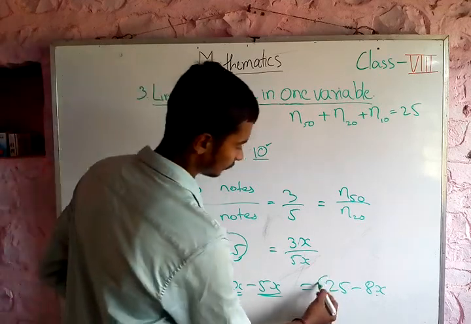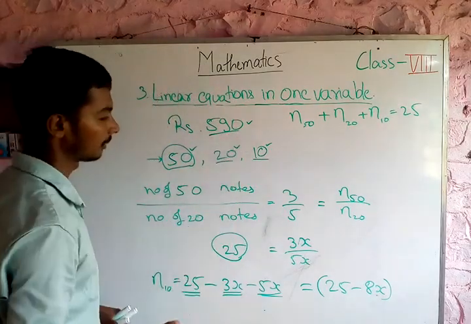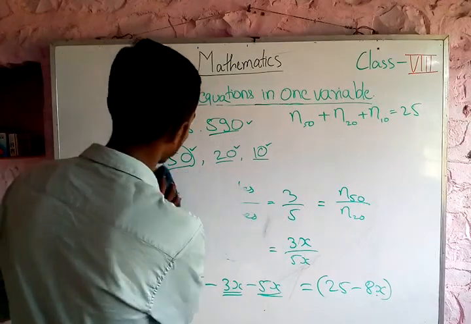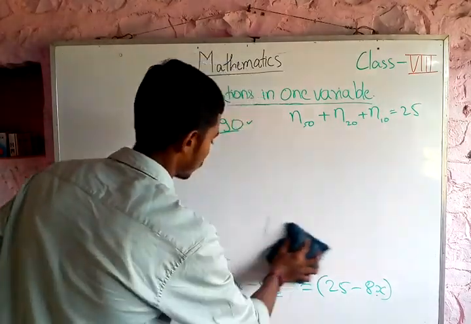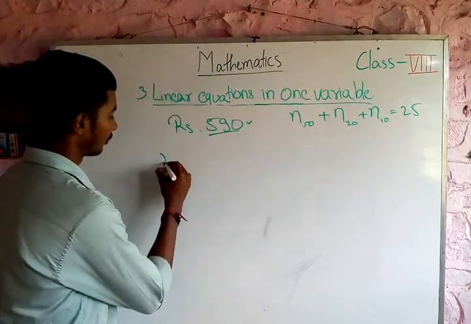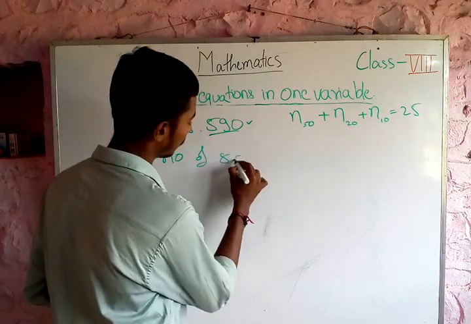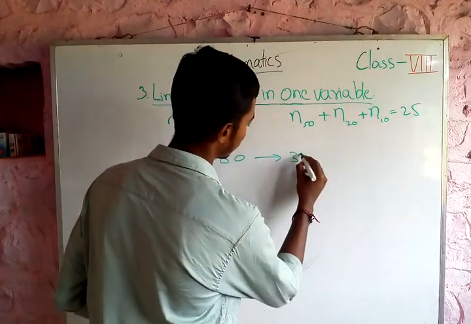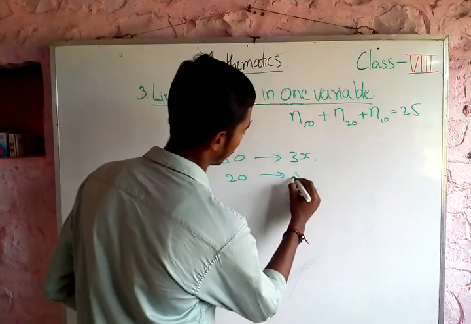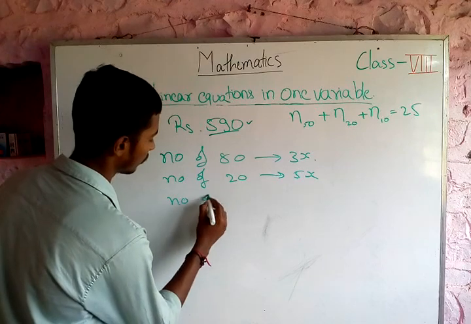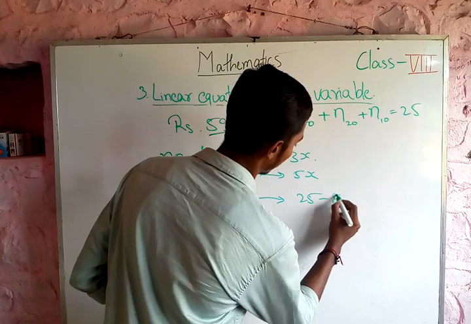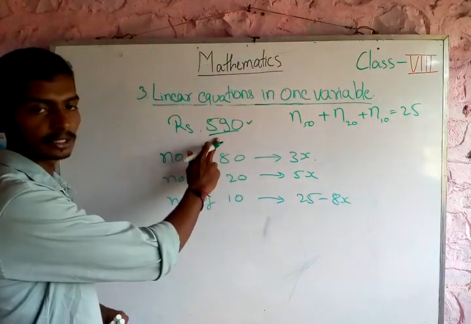Okay, now see here, the total is 590 rupees. The number of 50 rupee notes is 3x, the number of 20 rupee notes is 5x, and the number of 10 rupee notes is 25 minus 8x. The total money is this much.